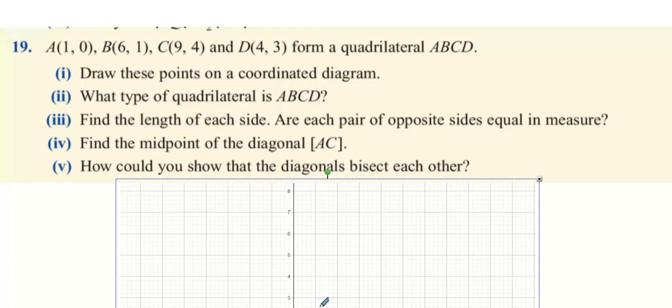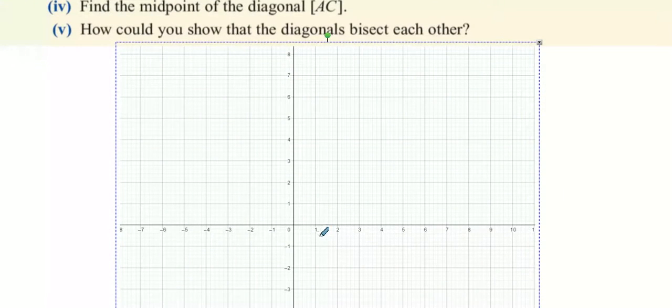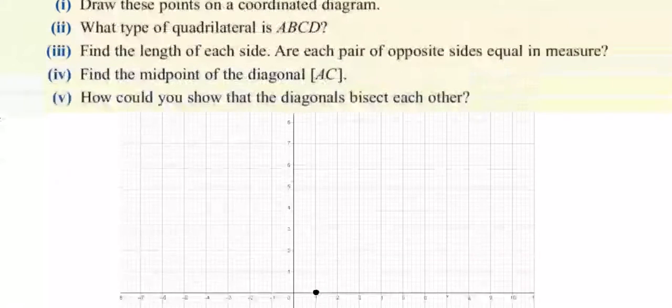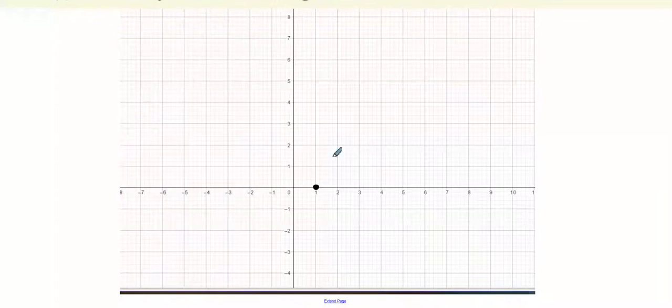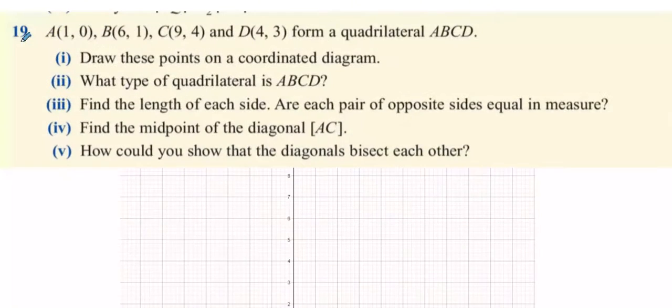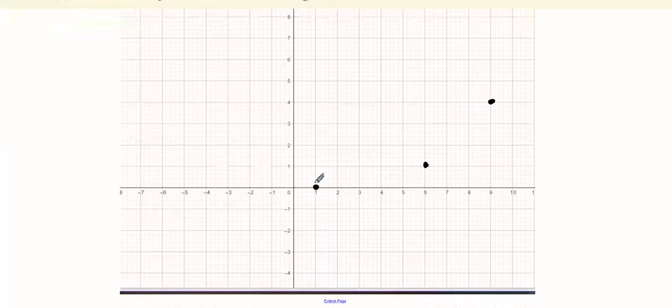I'm going to let you guys try this one on your own first. Off you go. Each box should be worth 1, if you have boxed copy. That's 1, 0. The next point is 6, 1. 6 across, 1 up. So next point after that, 9, 4. Just about. 9 and 4. And then the last point is 4, 3.